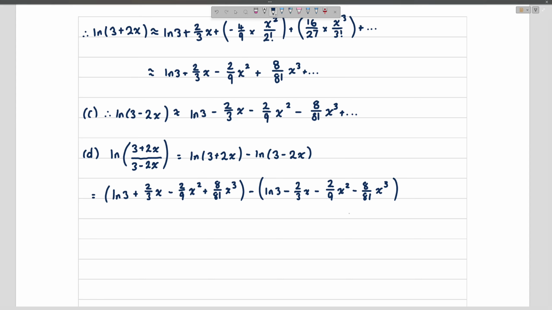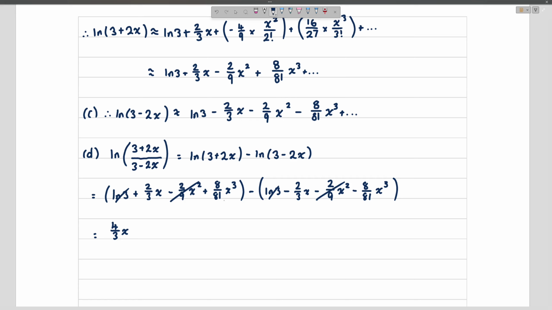Like so there, okay? And now, if we just evaluate this difference here, well, ln 3 minus ln 3, they just cancel. I've got 2 over 3x minus 2 over 3x. So 2 over 3x minus 2 over 3x, that is just the same as 2 over 3x plus 2 over 3x, which gives us 4 over 3x there, like so. I've got minus 2 over 9x squared minus 2 over 9x squared. So these two terms here just cancel as well.